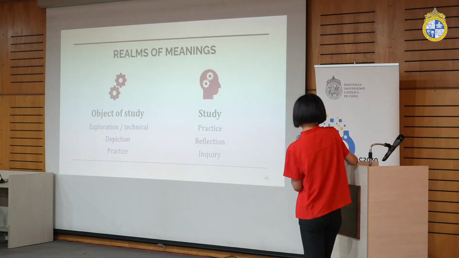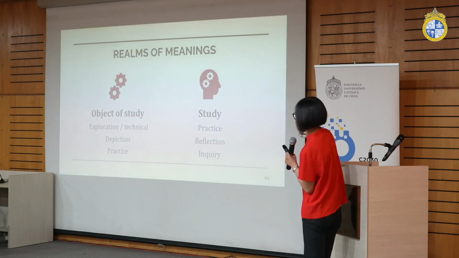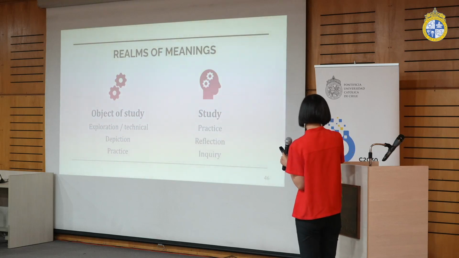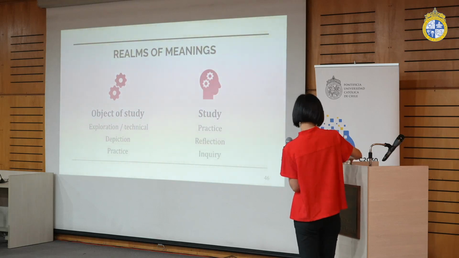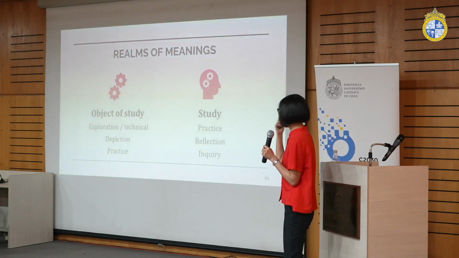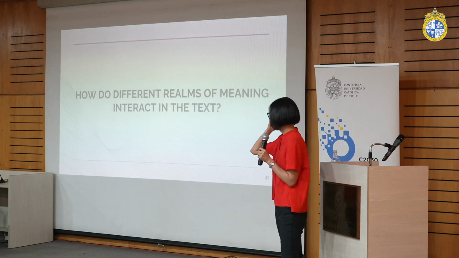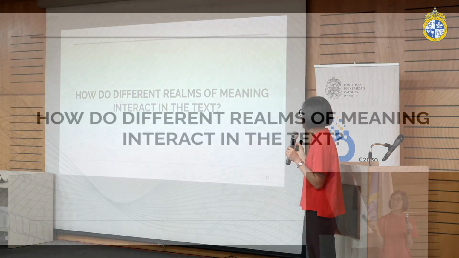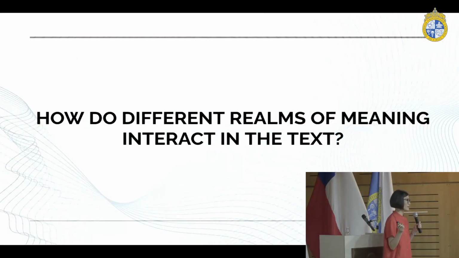Okay, so just going back to the summary of these different realms of meanings. So how do these different realms of meanings interact in the text? I've showed you how I identify these meanings, but when it comes to the real text, these meanings are all actually interconnected, right? So how do they interact?